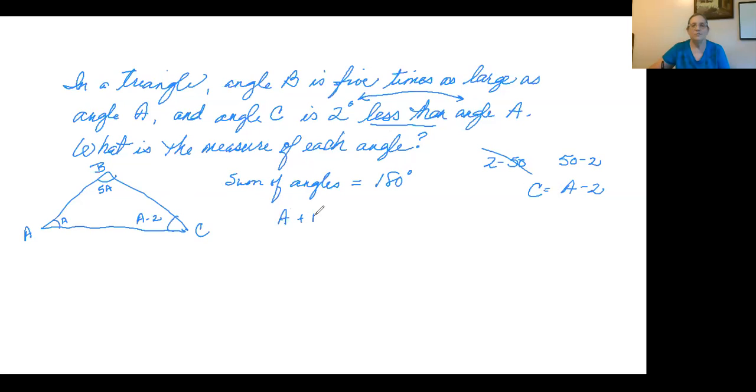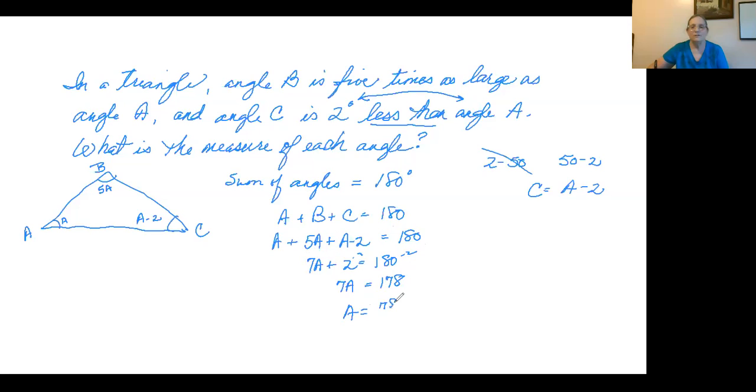So if A plus B plus C is 180, then angle A, the one they don't tell you anything about, is just going to be the one that you use as the variable. Plus angle B, which is 5A, plus angle C, which is A minus 2, is going to be 180. This is 1 and 5 is 6 and 1 is 7. 7A plus 2 is 180. Subtract 2 from both sides. So 7A is going to be 178.